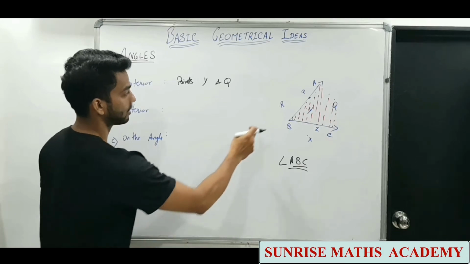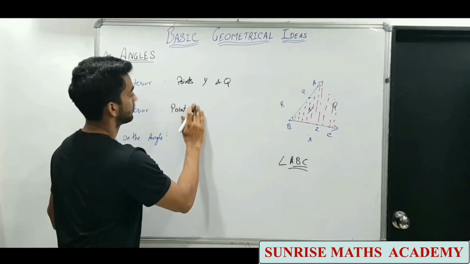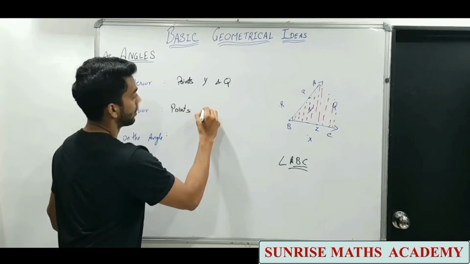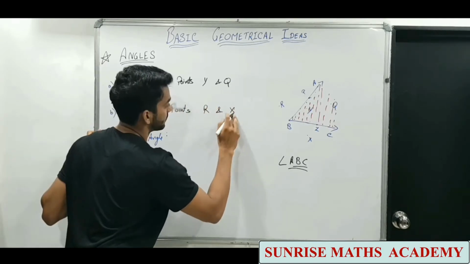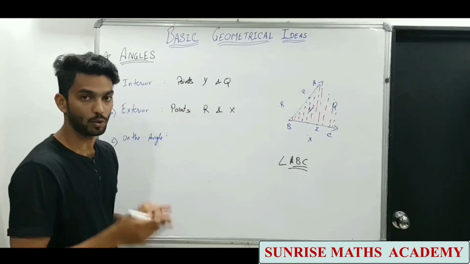Outside the angle, so it is points... are, and next is on the angle. On the angle means the boundary.